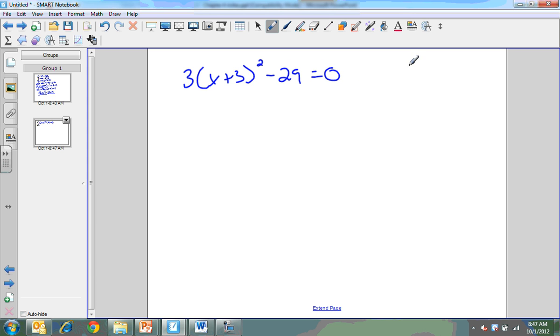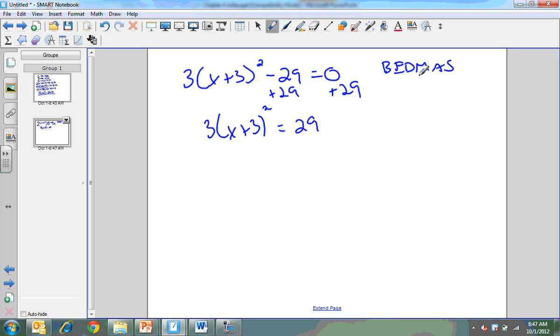Okay, when we're rearranging an equation, remember you always do BEDMAS in the reverse order if you're solving for a variable. So I'm going to start with addition, subtraction. I'm going to move this 29 over to the other side. So I get 3 times x plus 3 squared equals positive 29.